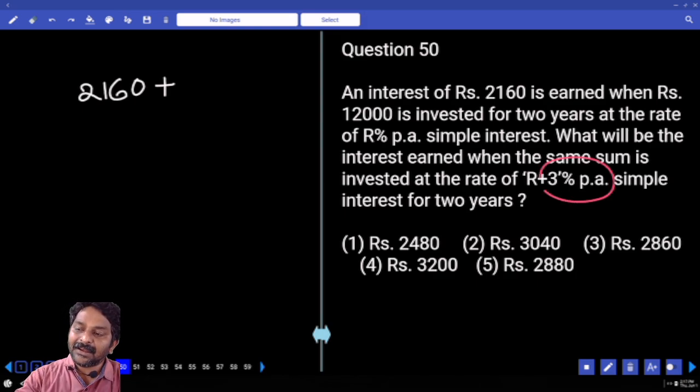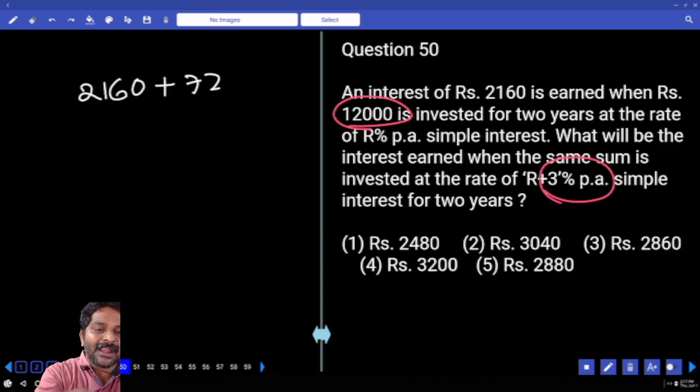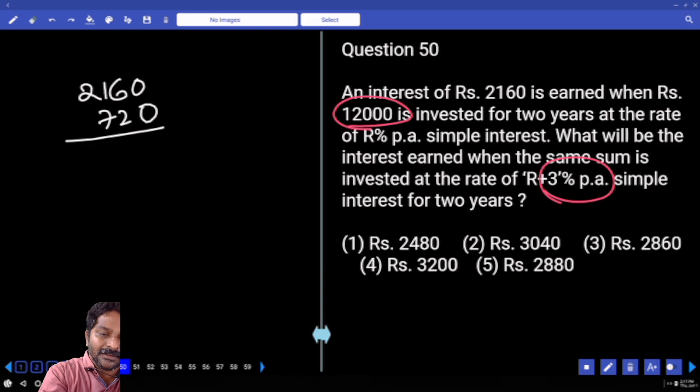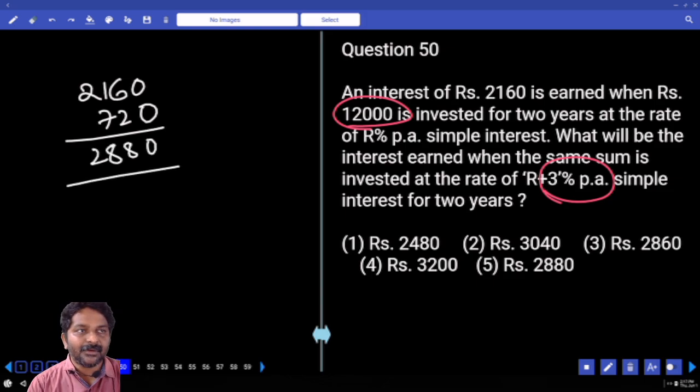Now, per year, rate of interest increased by 3%, and we are calculating it for 2 years, it increases by 6% of principal, which is 720 only. If you add 720, then you will get your new interest answer, 2880. That's it. You don't need existing rate of interest or value also. In place of R plus 3, if you have R minus 3, instead of adding 720, we will subtract. That's it.